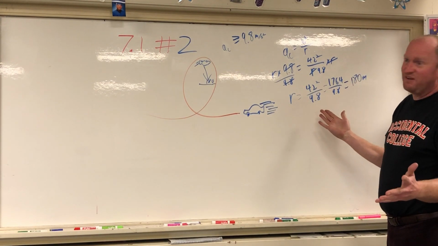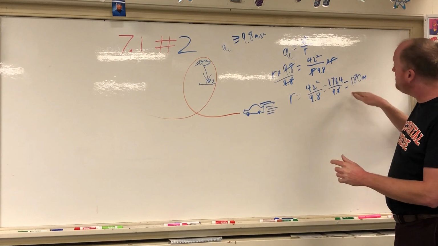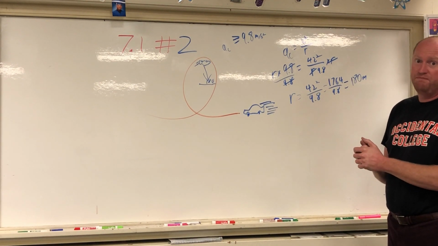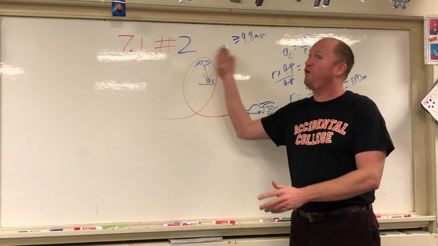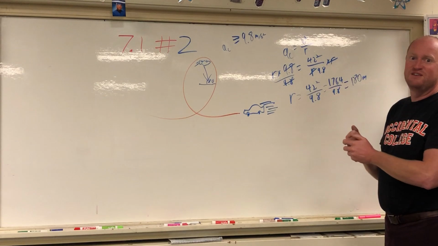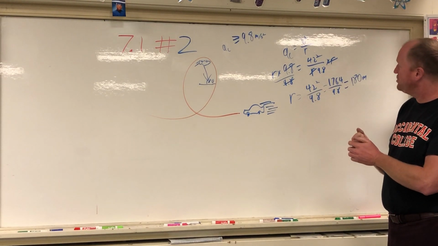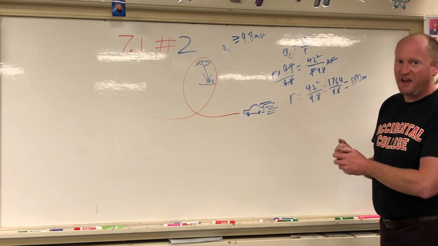Again, if this could really be done, which it can't. So just be aware of the fact you may be getting a crazy huge number. If you could somehow keep that speed up for the whole loop, which you can't. But if you could, this is definitely what you would be getting. So there you go, 180 meters, and that's that.